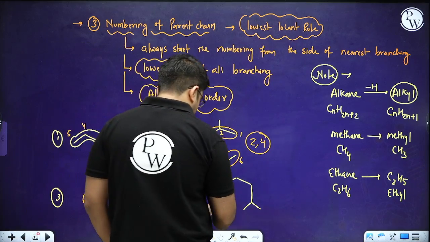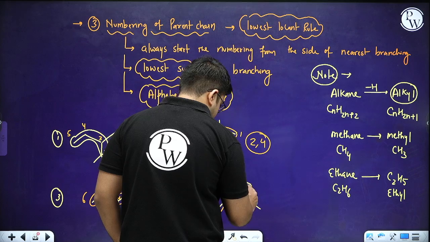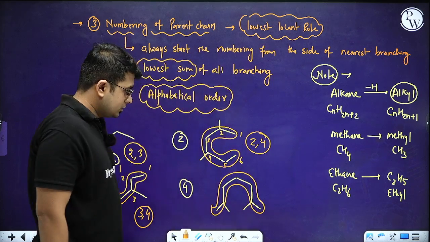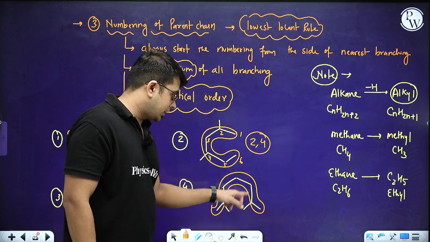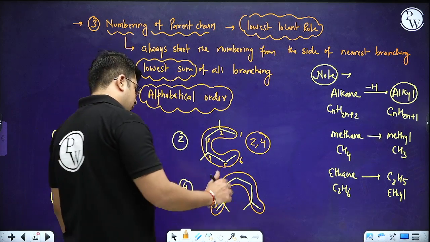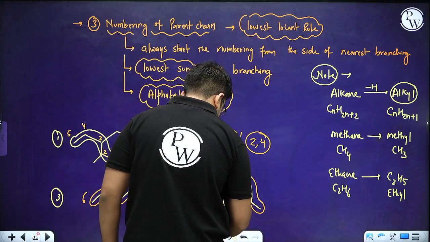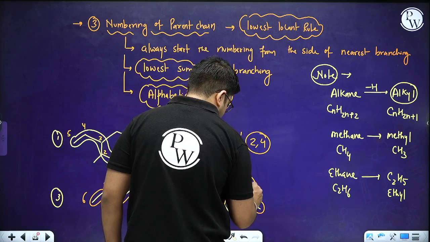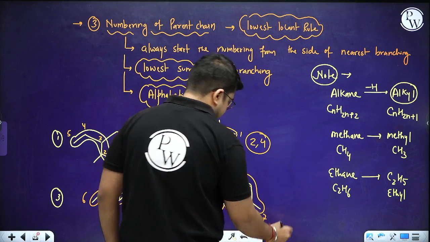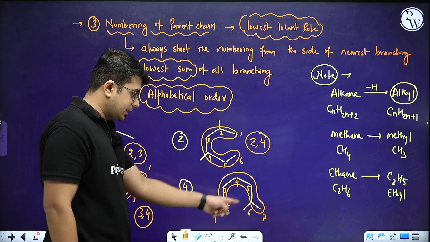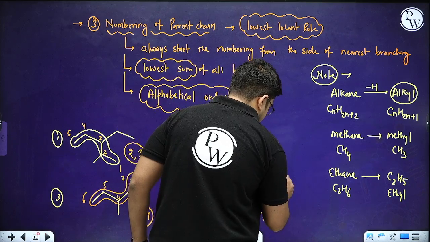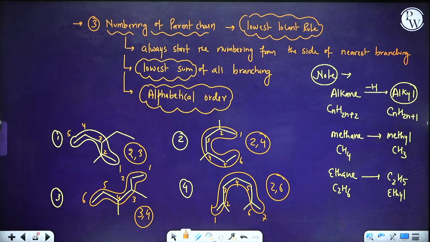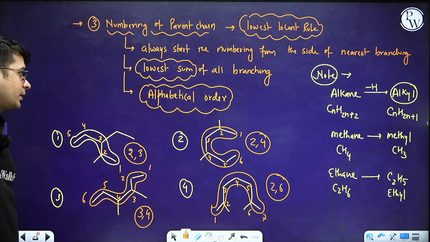In this case, I can use the chain like this, longest chain. Okay, so 1, 2, 3, 4, 5, 6, 7. Numbering you can start from anywhere, both the positions are same. So 1, 2, 3, 4, 5, 6 and 7. So substituents are present at second as well as sixth position. So 2 comma 6. I hope this entire part is clear.